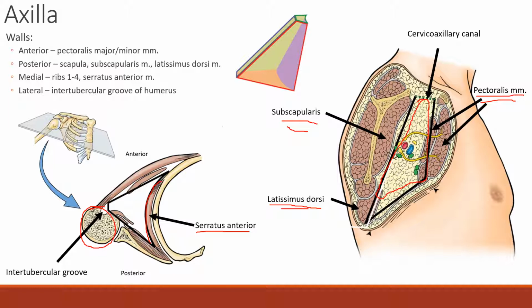All right, so definitely take some time looking at these images to make sure you can orient yourself in this space. So you understand what the boundaries of the space are, because if you know where you are, tracing what passes through the axilla becomes much easier. And again, that's going to be the main point.